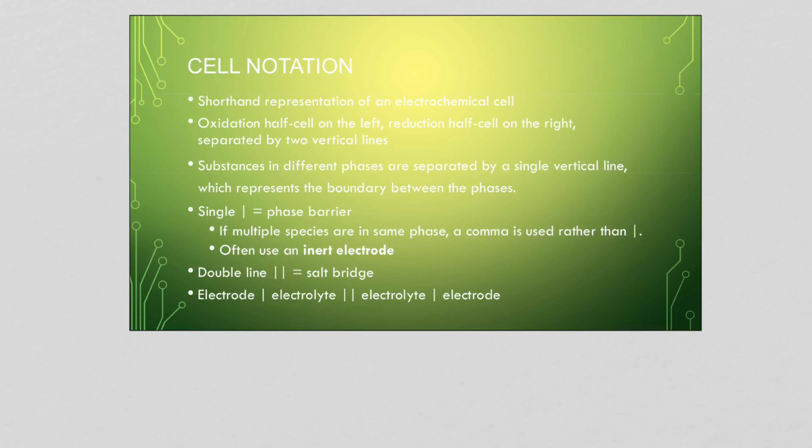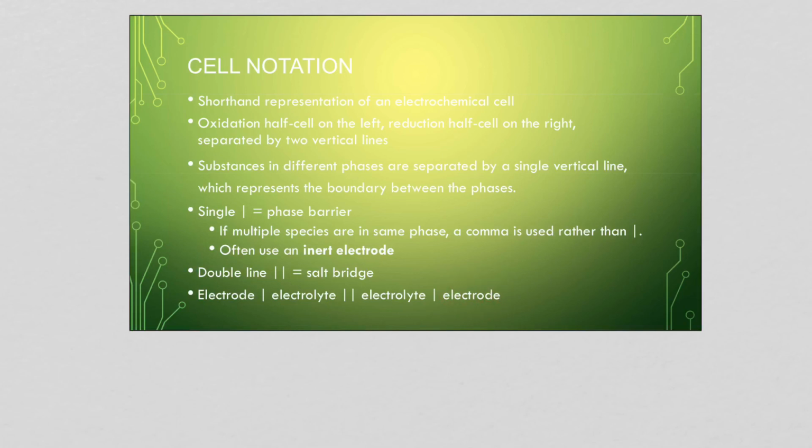The double line, like I referred to up here, is the salt bridge essentially. So we're separating our oxidation and our reduction half with this double line that's indicating the salt bridge. So the way we would draw it out would be our anode, a phase change to our electrolyte at the anode side. The double line represents the salt bridge. On the other side of the salt bridge is the electrolyte on the cathode side, and then finally the cathode electrode.